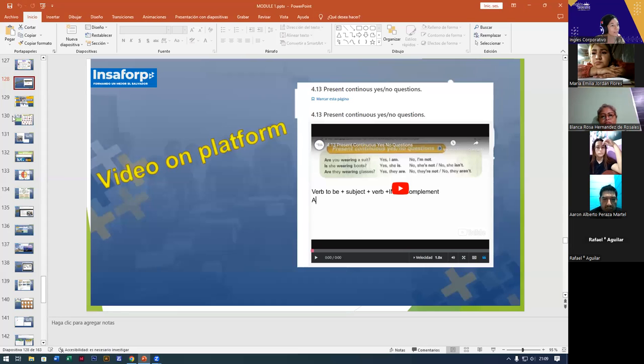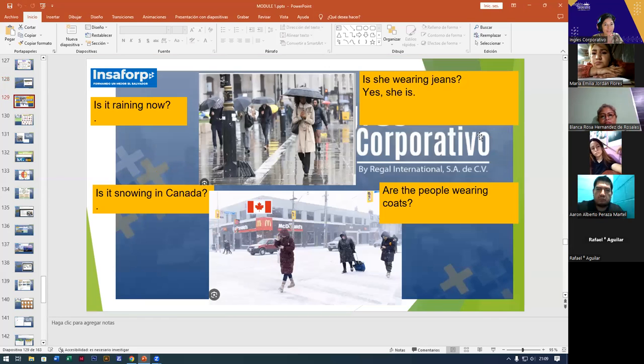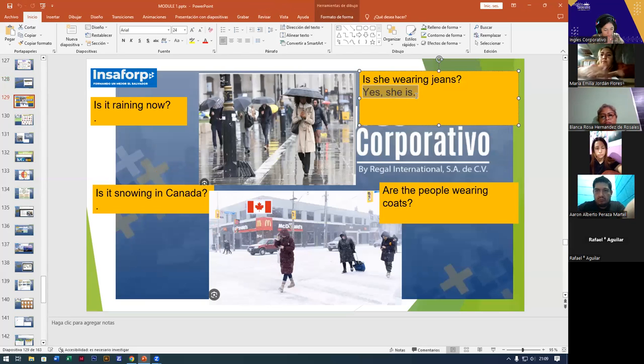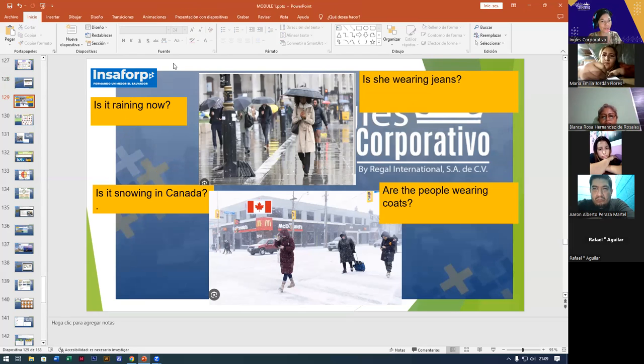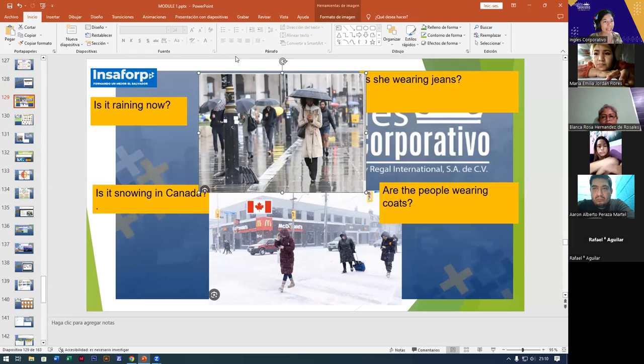Watching the video. Now let's go ahead with some practice. We are going to answer in these ones with some examples here. We have some questions. The first one is, is it raining now? It is about the weather, but with the present continuous. So let me check in this picture. According to this picture, is it raining now?